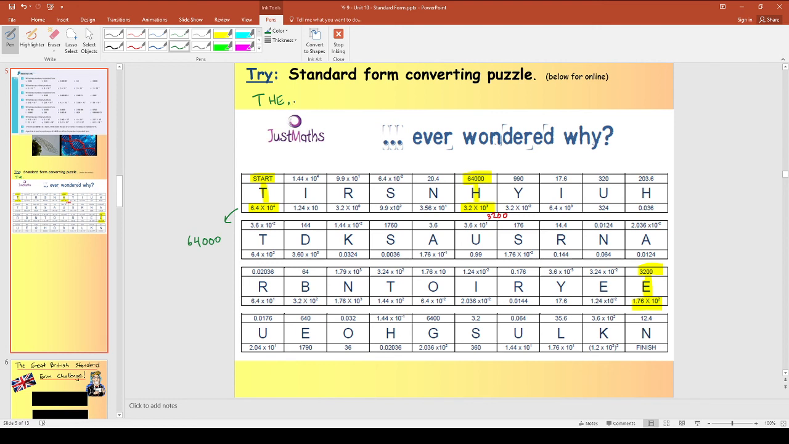I want you to finish off the whole puzzle. Take a picture of it all done with the answer clearly figured out.